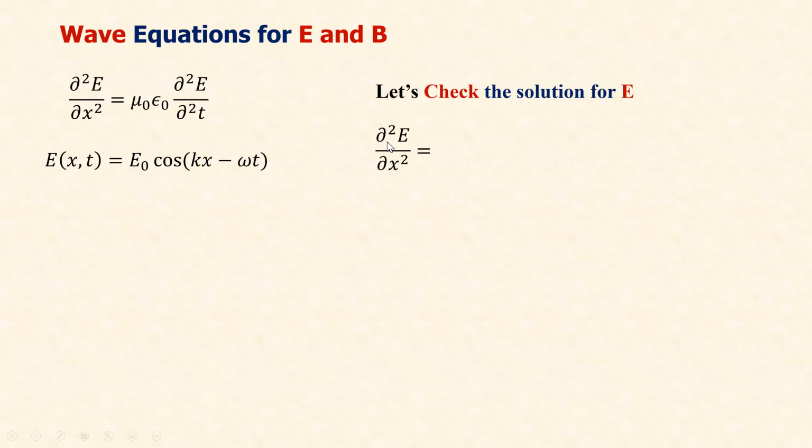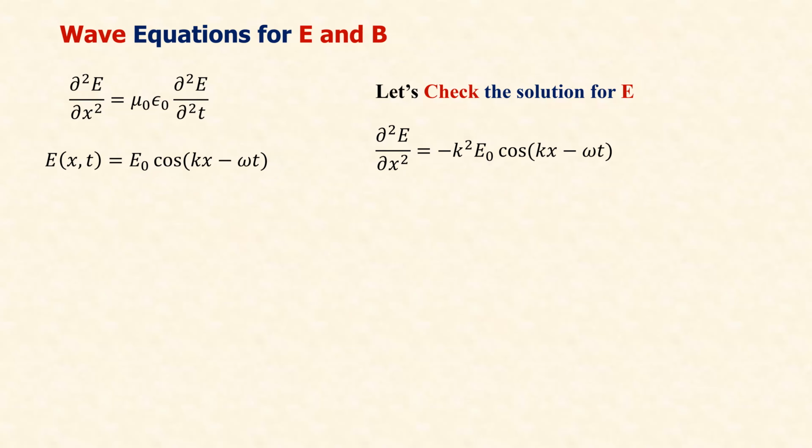If you take two derivatives of E with respect to X, this is cosine of kx minus omega t. If you take derivative with respect to X, you can consider T constant. The first derivative brings a K here, and cosine becomes negative sine. And the second derivative, sine becomes cosine and gives you another K. So this second derivative of E with respect to X becomes negative K squared E naught cosine of the same thing, so negative K squared E naught cosine of kx minus omega t.